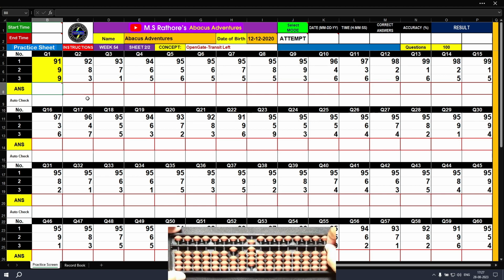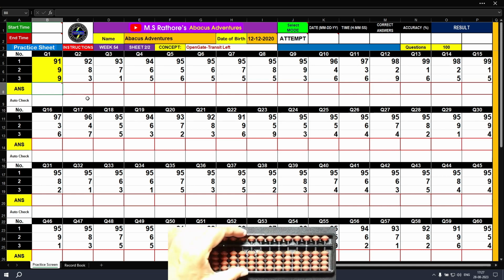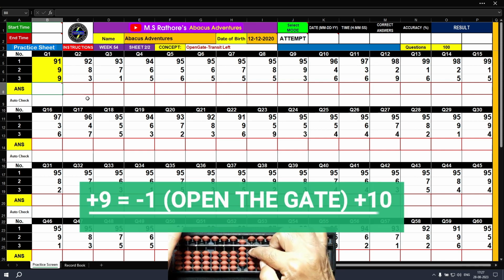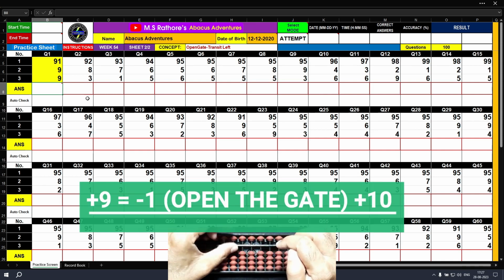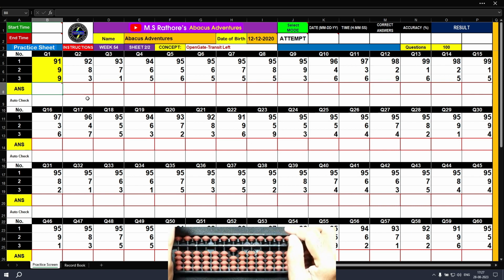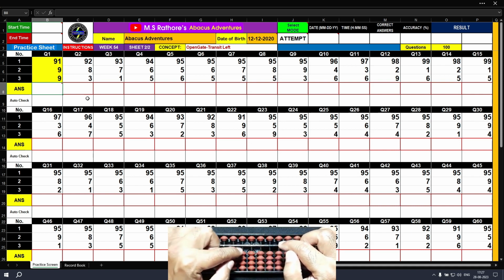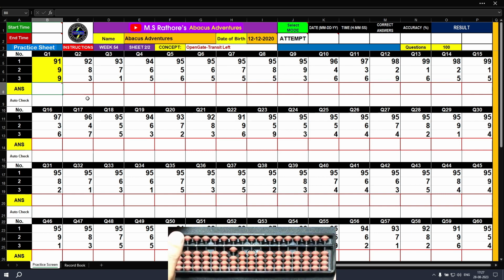Let me show you this question once again. Plus 90 plus 1, the answer is 91. Plus 9 equals minus 1, open the gate, plus 10. So I use the formula minus 1 plus 10, but there was a gate closed in between, that was plus 90 actually, but it's easier to solve the question this way.